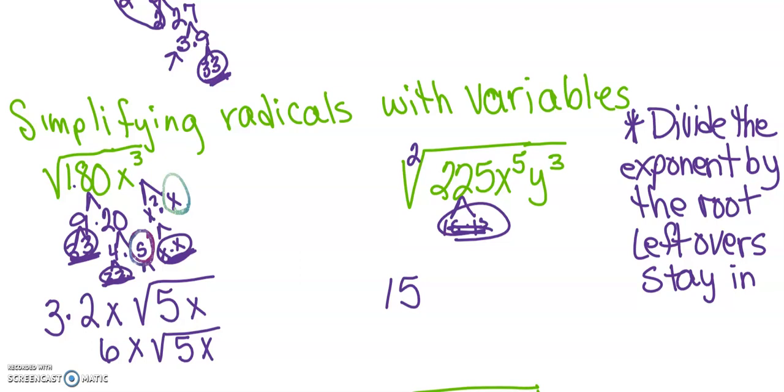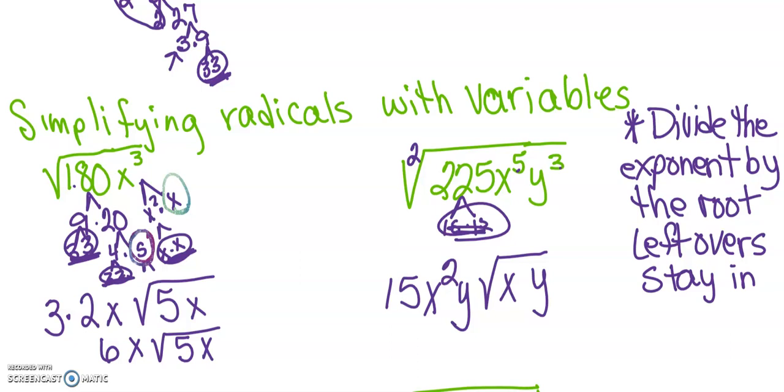So let's divide. 2 goes into 5 twice. That's how many x's you can get out. And if I divide 2 into 5, I have 1 left over. So that means I'm going to have in my radical 1x left over. Okay? Then 2 goes into 3 one time. So I can get 1y out. And if I divide 2 into 3, I have 1 left over. Okay? So that 1 that's left over stays in the radical.